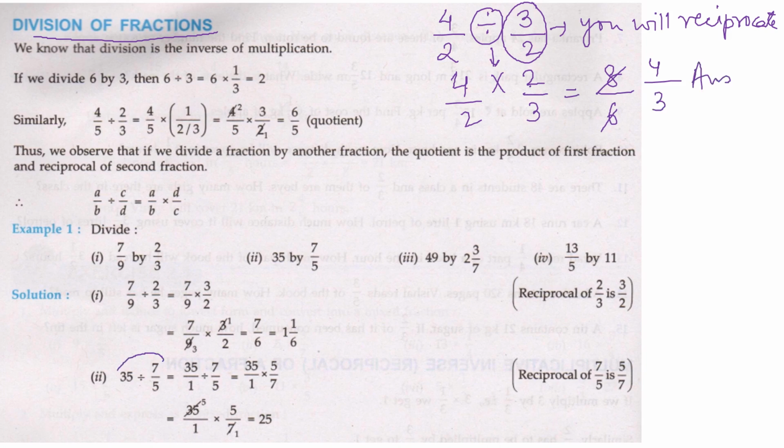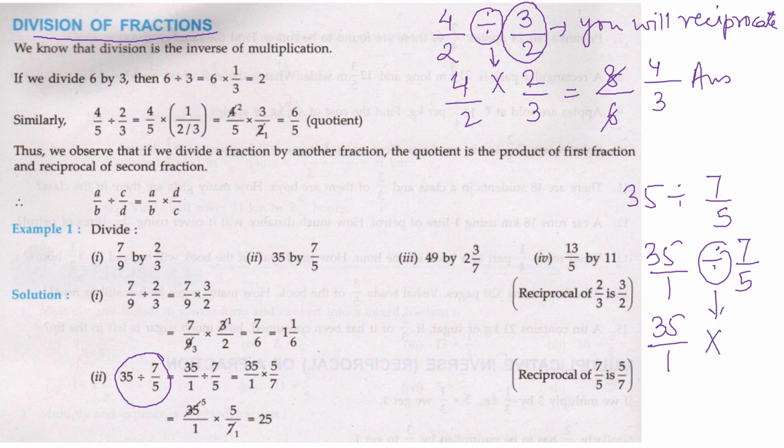Now look at one example here. 35 divided by 7 by 5. So 35 in fraction will be written as 35 by 1 divided by 7 by 5. This much is clear to you. Then changing the sign, 35 by 1, division will be changed to multiplication, and then the next fraction will be inverted. So inverted means 5 by 7. Now you see here 7 ones are 7, 7 fives are 35. That is 25 by 1, which is equal to 25 is your answer. Fine, that's why we studied how to find a reciprocal, because reciprocal is used in doing divisions of fractions.